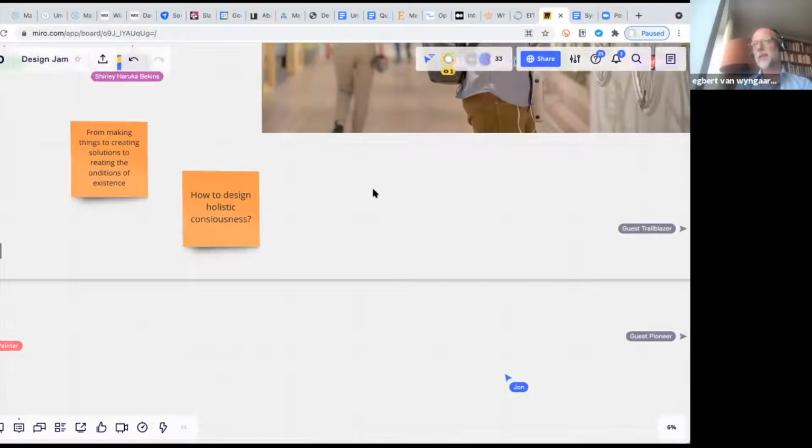Also, how can we, I think that a lot of problems we have come from a problem of perception, a problem of consciousness in humans. So how can we extend that or change that in a way that we can work and design in a more holistic way?